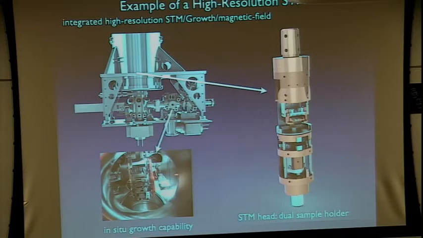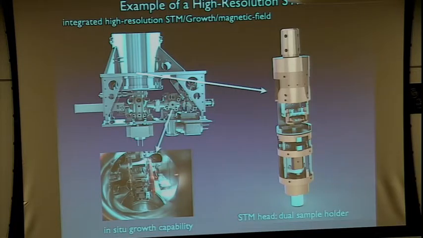Just while we are talking about technical things, the way an STM experiment ends, I can see one STM expert in the audience, is that your tip crashes into the sample. And it's very unfortunate, because then you have to prepare a new sample and a new tip. So this is actually one of the things I forced my students to design. They were very much against it: to build a microscope that can receive multiple samples.